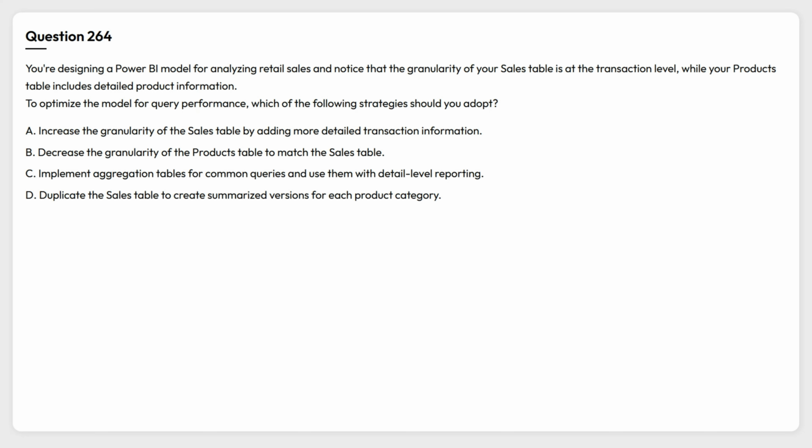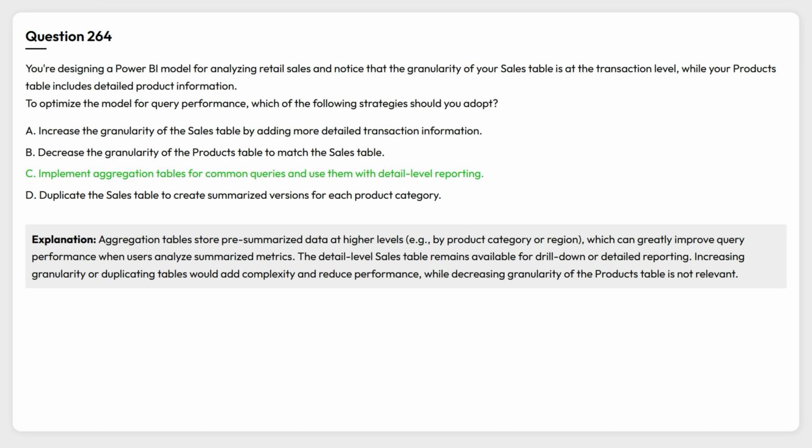Option C. Implement aggregation tables for common queries and use them with detail level reporting. Option D. Duplicate the sales table to create a summarized version for each product category. The correct answer is option C. Implement aggregation tables for common queries and use them with detail level reporting.